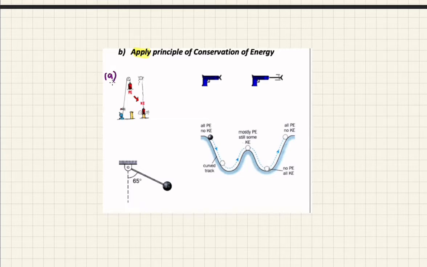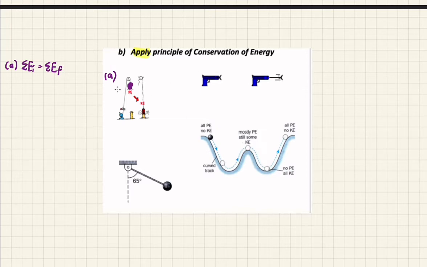For the first one, we have an object up here which has potential energy disebabkan position dia. Dan tali tu terputus. So bila tali tu terputus, dia akan jatuh ke bawah. So maksudnya energy transfer is from potential energy to kinetic energy. Cara penulisan dia adalah sum of energy initial equals to sum of energy final. So wajib tulis yang principle of conservation tadi.